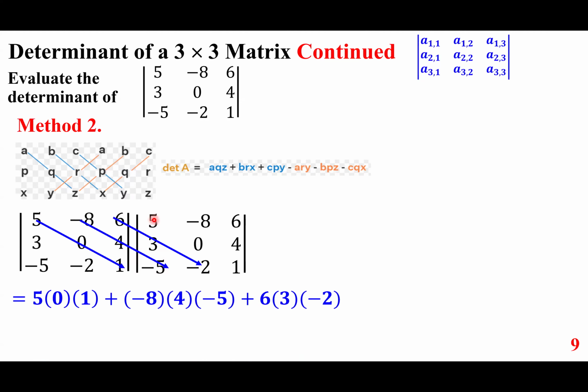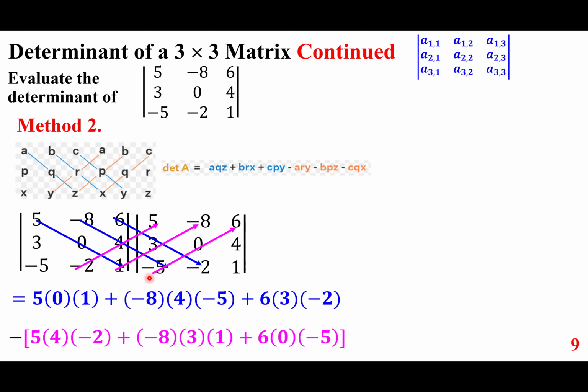Then we go with the very first entry for the second one, and we go diagonally in the opposite direction. Now, this way or that way, either way. Now you multiply these three numbers. 5 times negative 2 plus negative 8 times 3 times 1 plus 6 times 0 times negative 5. So this way, multiply, add them up. This way, multiply and add them up. Subtract the result of the red from the blue.